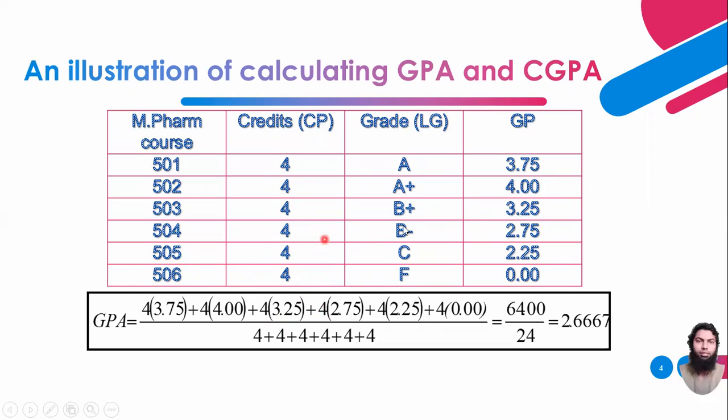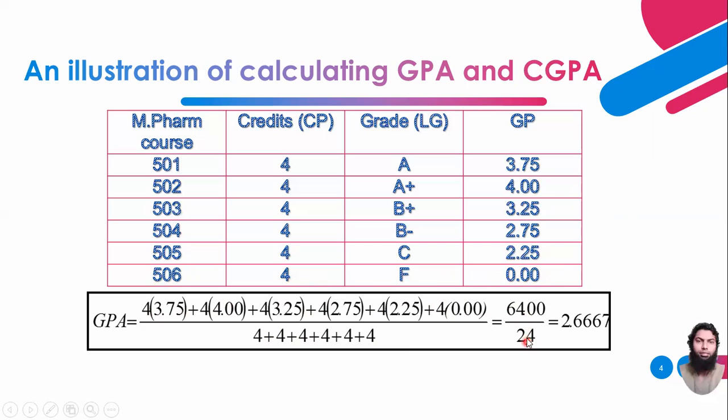credit point 4 is multiplied with 2.75 corresponding grade point. In a similar manner, for 505, the credit point 4 is multiplied with 2.25, the corresponding grade point. And finally, for 506, the credit point 4 is multiplied with 0 because the student has failed in this course. And for F grade, the grade point is 0. After multiplication of individual grade point and credit point, these individual values must be summed, and the sum of this value is 64.00. And the sum of the individual credit point is 24. That means 24 is the total credit point, and this is the sum of grade point multiplied by credit point.